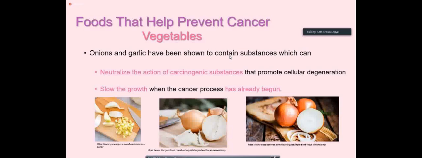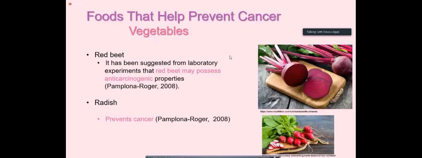Okay, so we have red beet that has also been suggested to contain substances that are anti-carcinogenic, and so they help us, or they help our bodies fight against cancer. We have radish, that is also something we have to include in our diet.